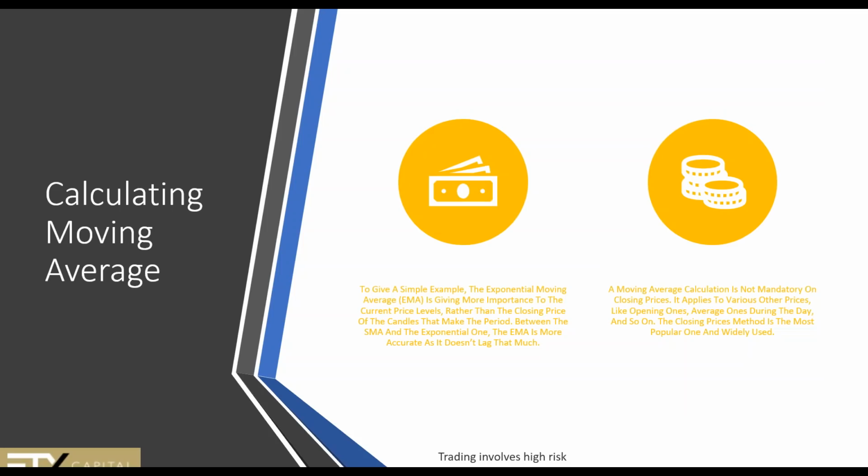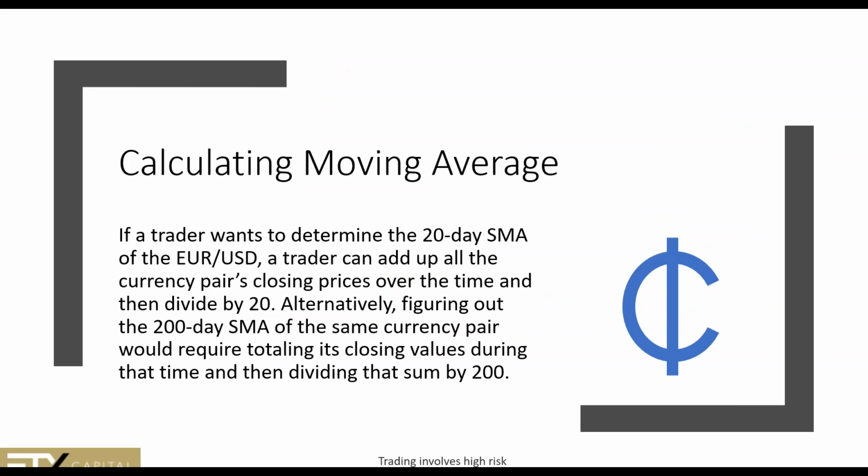Now, to give a simple example, the exponential moving average is giving more importance to the current price level rather than the closing price of the candles that make the period. Between the SMA and the EMA, the EMA is much more accurate as it doesn't lag that much. A moving average calculation is not mandatory on closing prices. It applies to various other prices like opening ones, average ones during the day, and so on. The closing price is the most popular and widely used.